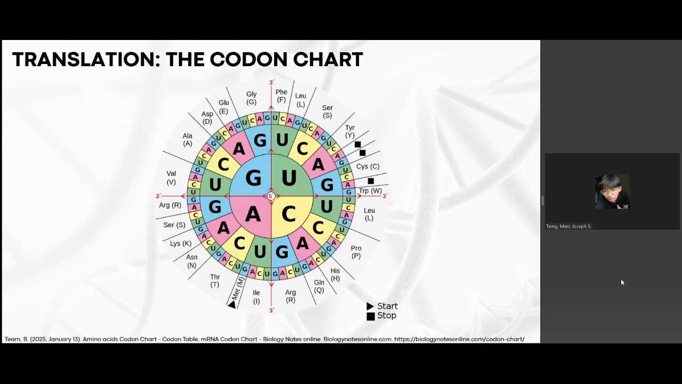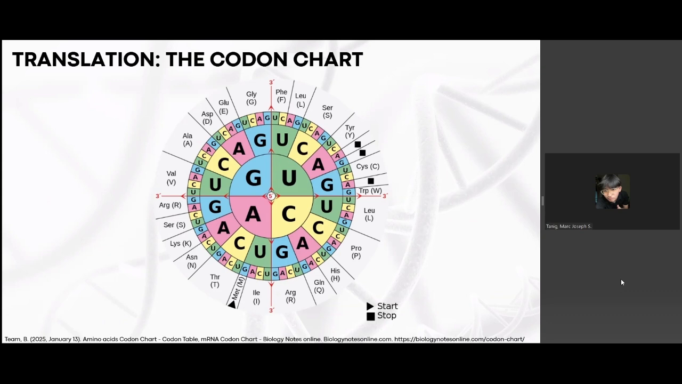Here in this slide shows the codon chart, which is a fundamental tool that is used to decode the genetic information carried by mRNA during translation. It maps all 64 possible three-base combinations of RNA nucleotides, or codons, to their corresponding amino acids. To read the chart, you match the first base from the left column, the second from the top row, and the third from the side column to find the correct amino acid.